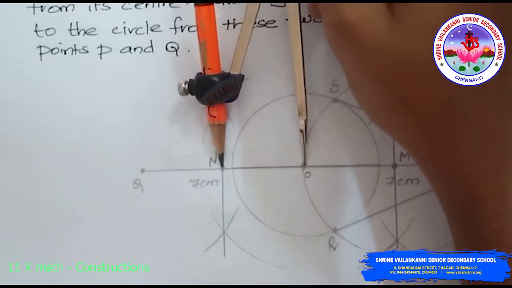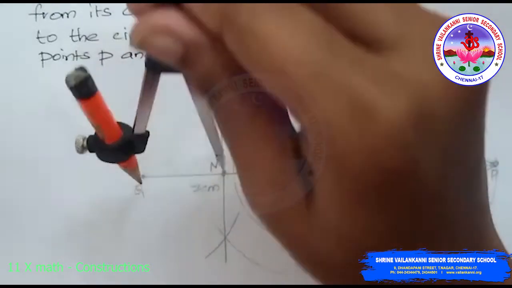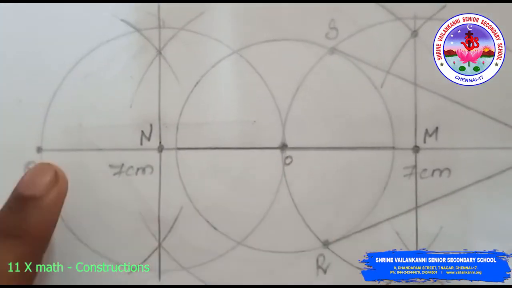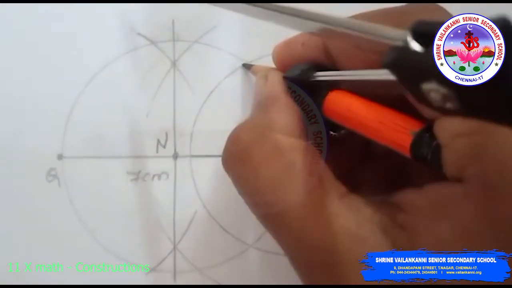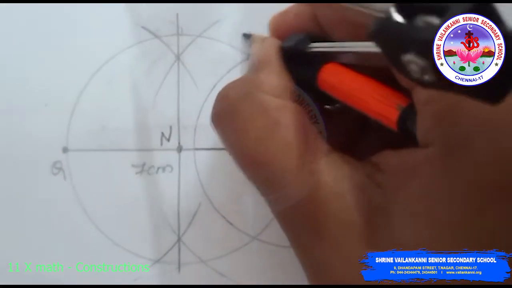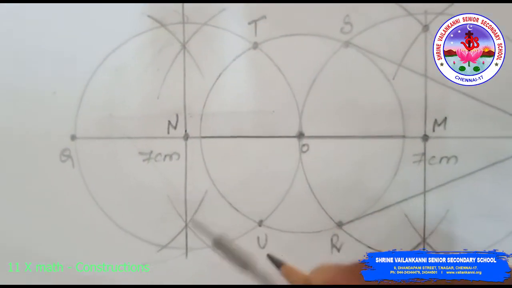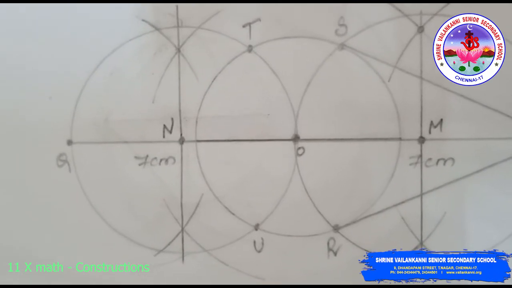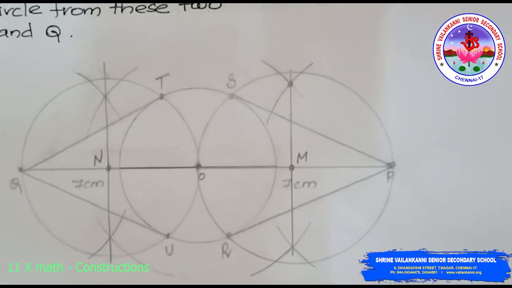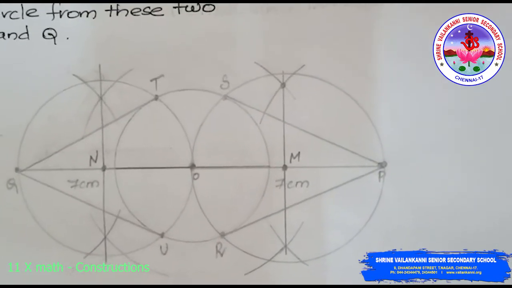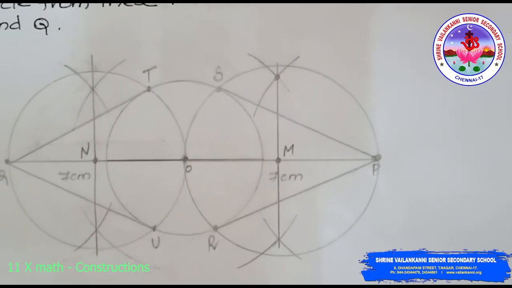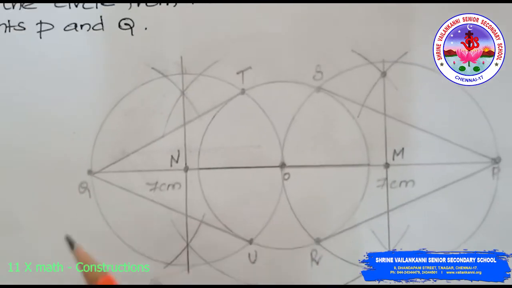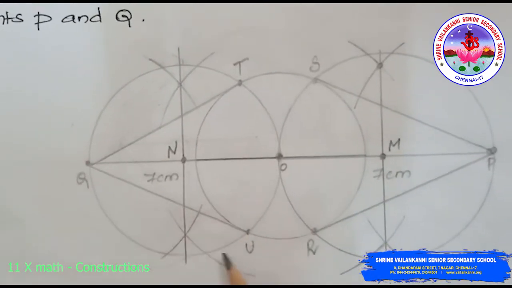Keeping my compass needle at N, I am going to draw a circle now, where this new circle touches the smaller circle at the points T and U. Join QU and QT. So hence I have drawn the tangents from the external points P and Q, where the tangents from P are PS and PR, and from Q are QT and QU.